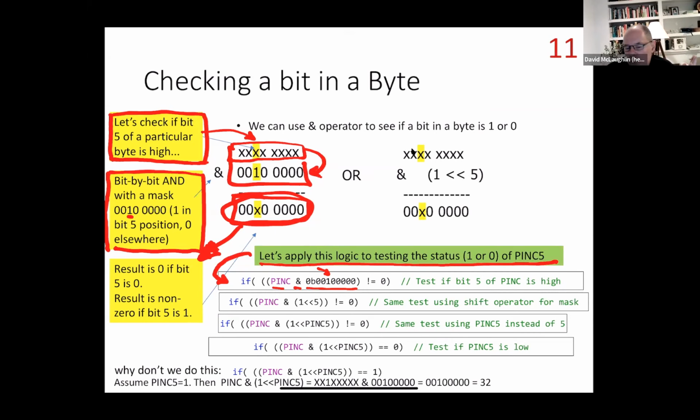And we're going to see, let's see if the result is not equal to 0, right? So I can check if it's not equal to 0. That'll tell me if bit 5 of pin C is high.